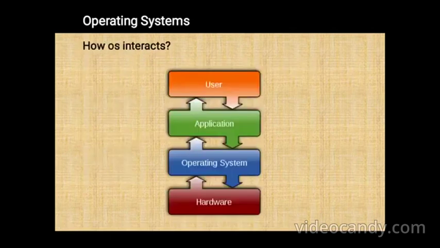Moving on to the next slide, how does the OS interact? Usually the OS acts as a middleware between the user and hardware. The OS can be interacted with through the application. The user can access the hardware through the application only. So we call it a middleware.